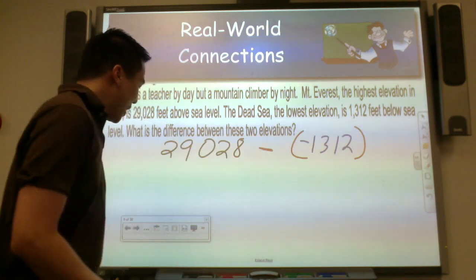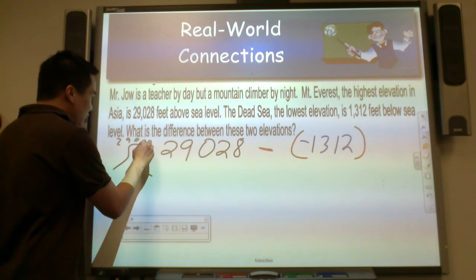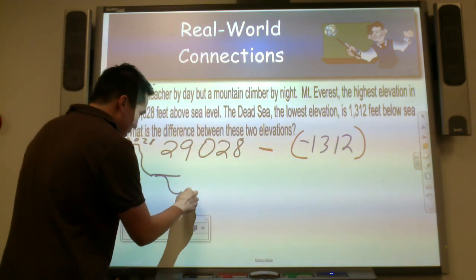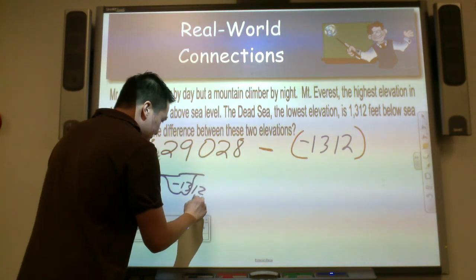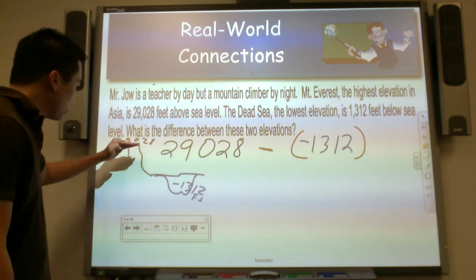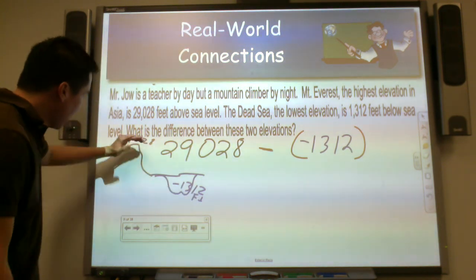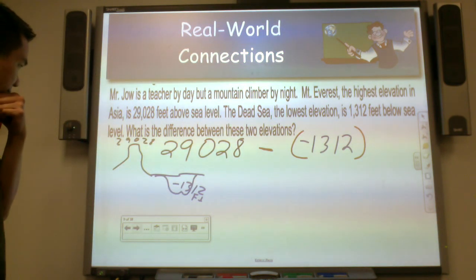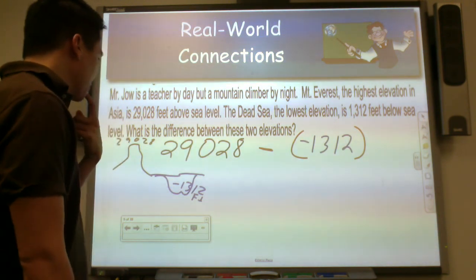Before I do the mathematics here, I'm going to draw a picture of this. So here's Mount Everest. It is 29,028 feet. Here is the Dead Sea. It is negative 1,312 feet. What is the difference in elevation between the very peak and the very valley of the Dead Sea right here? How far is it from the top to this bottom right here? Seems as though we add these two numbers.